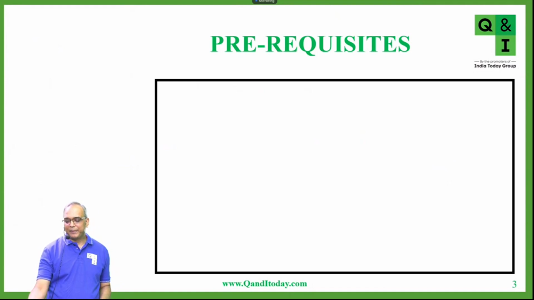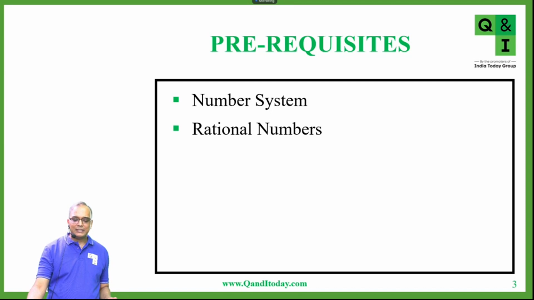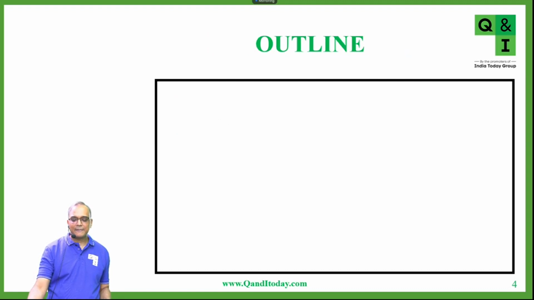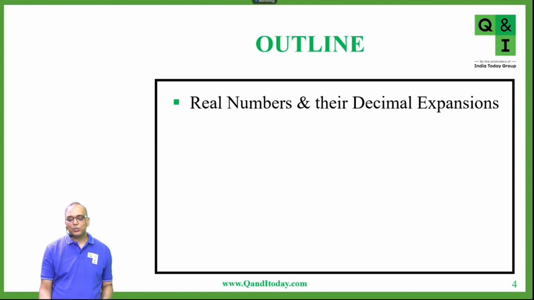The prerequisite for today's class is that you should know the number system: natural numbers, whole numbers, integers, rational numbers, and irrational numbers. You should be aware of all of these, including real numbers, to understand today's class. Today we are going to do real numbers and their decimal expansion, with a few more questions based on the previous class.